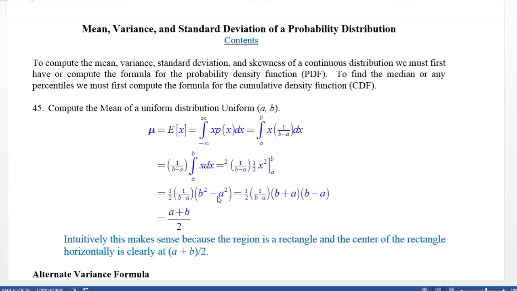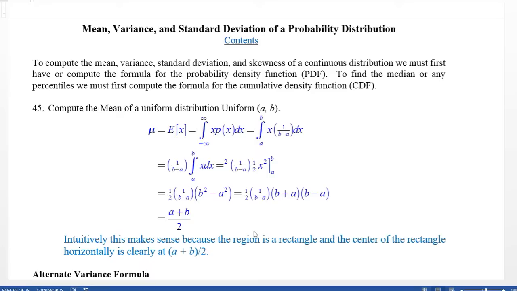We can factor b squared minus a squared as b plus a times b minus a. That difference of squares factors as a sum and difference pattern. And notice that the b minus a's will cancel, and so you're left with a plus b, or b plus a, over 2. Now, intuitively, this ought to make a lot of sense, because think about the graph.